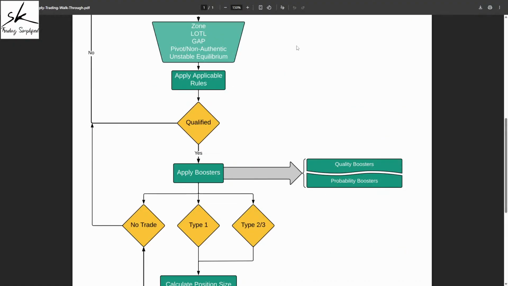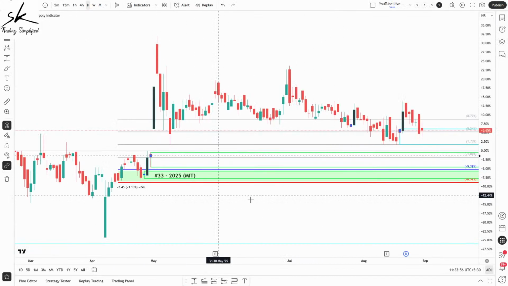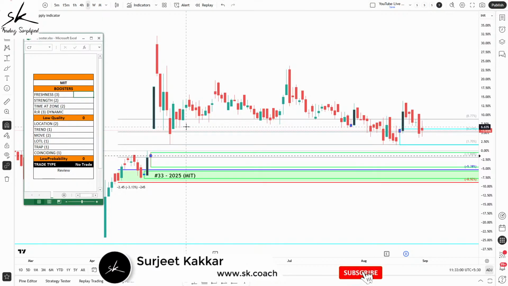Unstable equilibrium not applicable. So after applying all the applicable rules, only level on top of level was applicable. We made the modifications based on that. None of the other conditions were applied, and none of these conditions disqualified the zone. So is the zone qualified for us? The answer is yes. So now that we have a qualified zone, we can move to the next step, which is applying the boosters. If we talk about the boosters, the first one is freshness, and we can already see that our zone is definitely fresh, gets a score of 3.